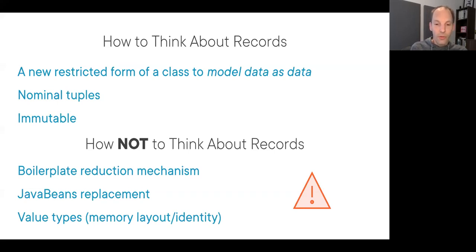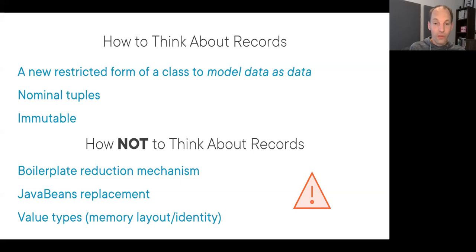Last, you might also think about records as value types, where value types are really about very efficient memory layout of data in your classes. This is also something that is in development in Java, but this is not what records are about. Records are really about just modeling data as data and not about efficient memory layouts of these kinds of classes.